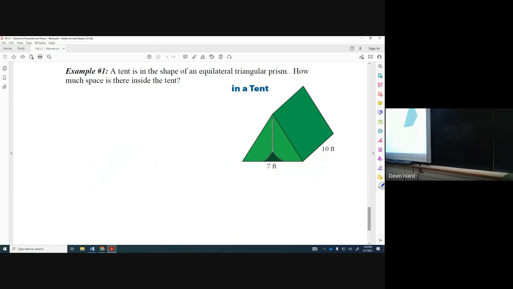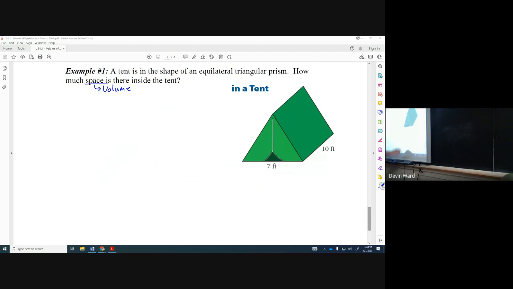So the tent is in the shape of an equilateral triangular prism. How much space is there inside the tent? Okay, so asking how much space. That is volume, because volume is the amount of space an object occupies.